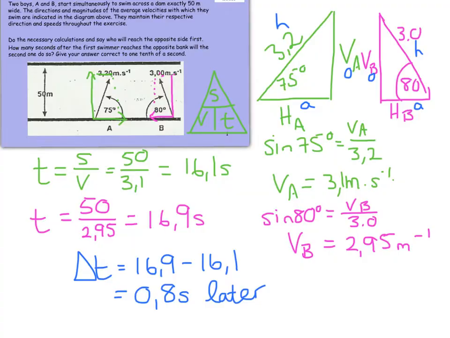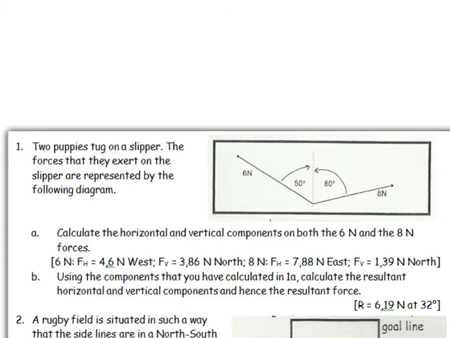Next example. Two puppies tug on one slipper. The forces that they exert on the slipper are represented by the following diagram. So I've got 8 newtons off to the right, 6 newtons to the left, 80 degrees from the north line, 50 degrees from the north line in the opposite direction.